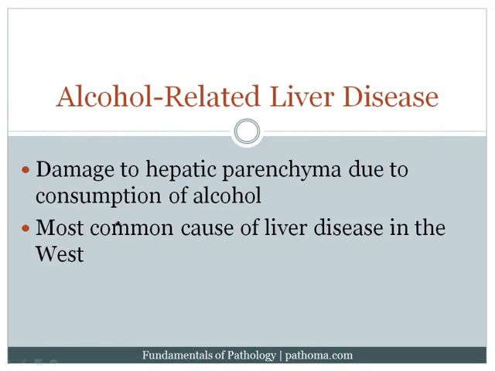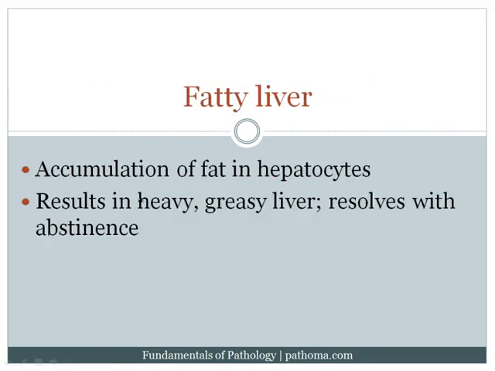One of the mechanisms by which cirrhosis can develop is alcohol-related liver disease. Now, alcohol-related liver disease can actually present with three classic patterns of injury. In each case, there is damage of the hepatic parenchyma due to consumption of alcohol. The first change that we can see with alcohol is called fatty liver. Here, we get accumulation of fat within the hepatocytes, which then results in a heavy, greasy liver.